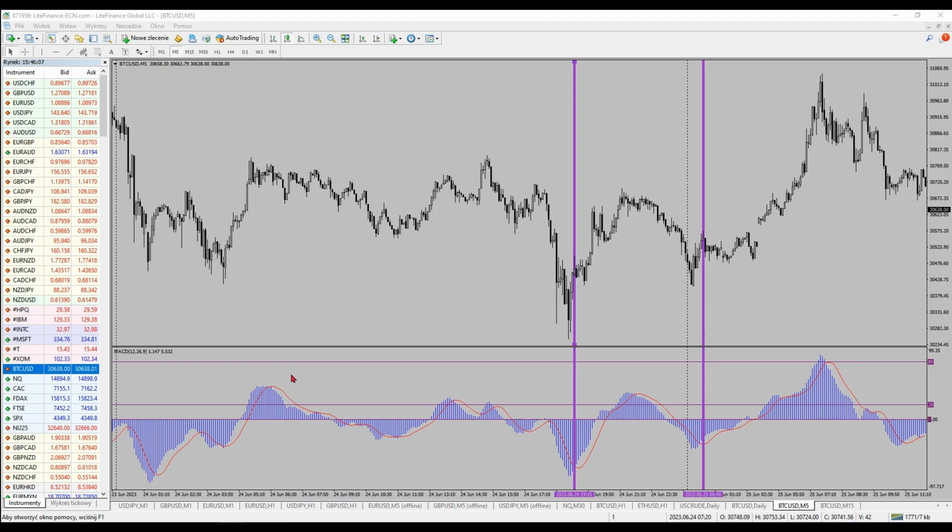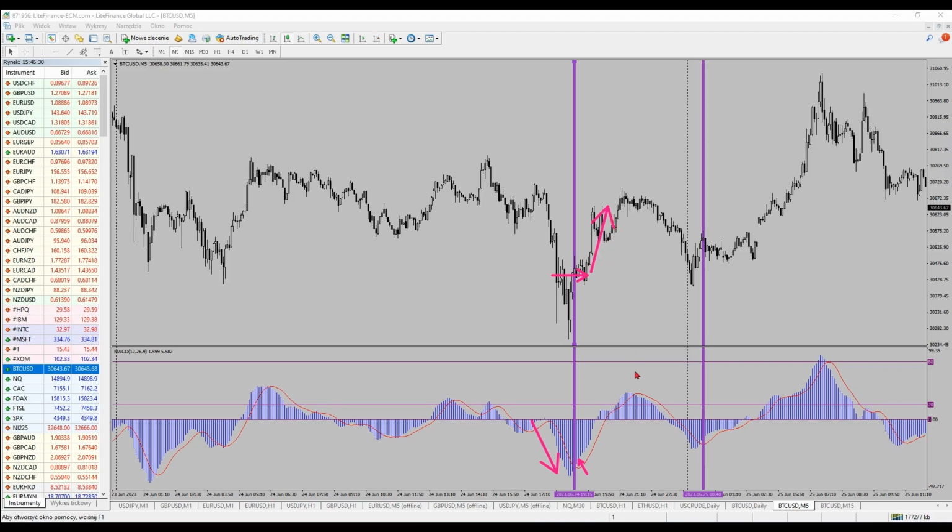So what I'm looking for is the MACD moving, in the first example, moving lower, and I'm waiting for the histogram to move back above the signal line, what we have here. So in that case, the trade would be somewhere around here, and that would be quite a quick scalp.